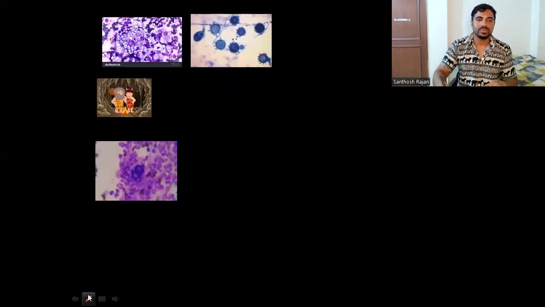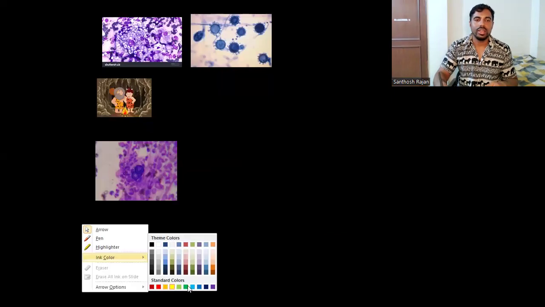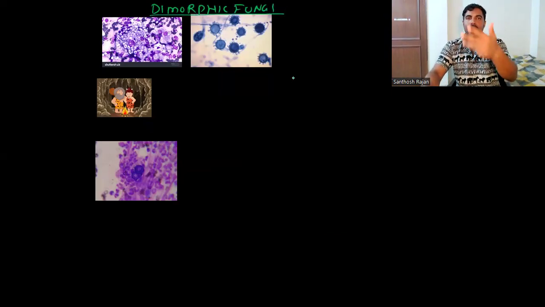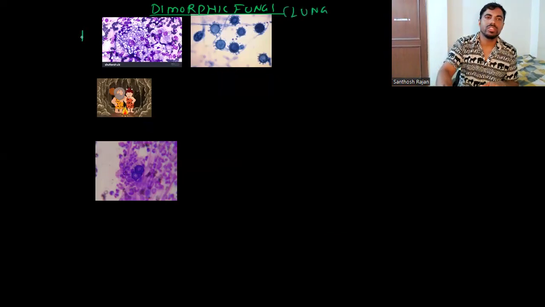Next one. Look at this. Now we are in which one? Dimorphic fungi. I always told you to remember: Hit, blast, cock, paracock, pen. That much only. All dangerous things will come in the systemic fungi. Usually the most common affected organ is lung. So they will give you first, this is the first organ.